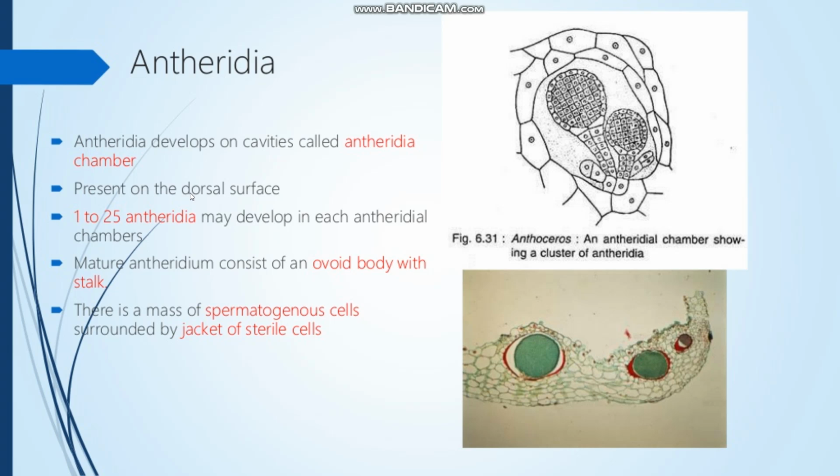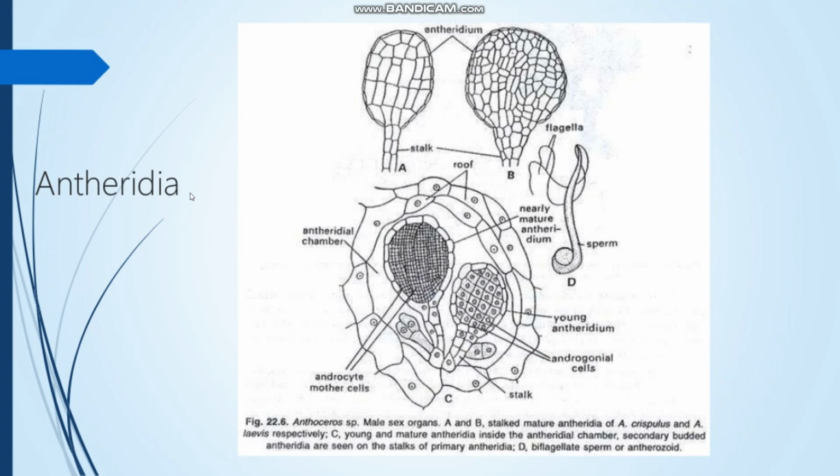This figure shows an antheridial chamber with a cluster of antheridia. Antheridia of Anthoceros are the male sex organs. Figures A and B show stalked mature antheridia of Anthoceros crispus and laevis respectively, and figure C shows young and mature antheridia inside the antheridial chamber. Secondary bulbed antheridia are seen on the stalks of primary antheridia.